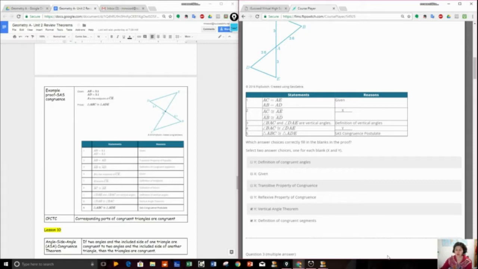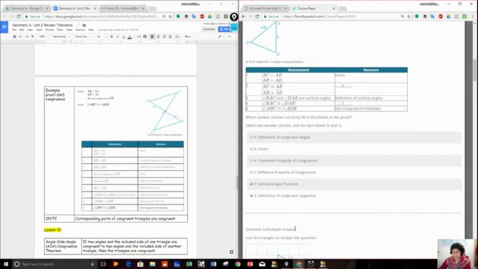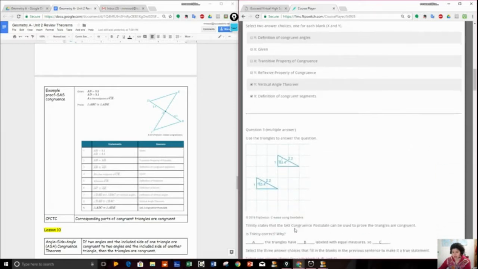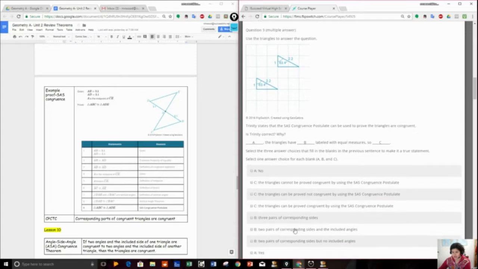So that's one way we can use example proofs to help us answer the questions about the proofs that we're given, is to find statements and reasons that are set up exactly like the statement and reason in the new question. So we have that, and we're going to move on to question 3.